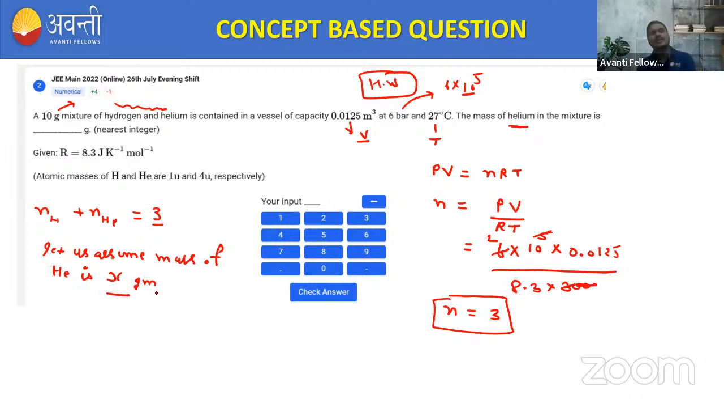ठीक है, out of 10 ग्राम, x ग्राम मान के चलते हैं मास हीलियम का है. So obviously x ग्राम इसका है, टोटल 10 है, तो कितना हुआ हाइड्रोजन का मास? जल्दी बताओ. That is 10 minus x ही तो हुआ. So that is mass, that is 10 minus x ग्राम अपॉन मॉलिक्यूलर मास, that is 2. हाइड्रोजन कितना हो गया? 2 प्लस x अपॉन मॉलिक्यूलर मास ऑफ हीलियम, that is 4, and this is equal to 3.